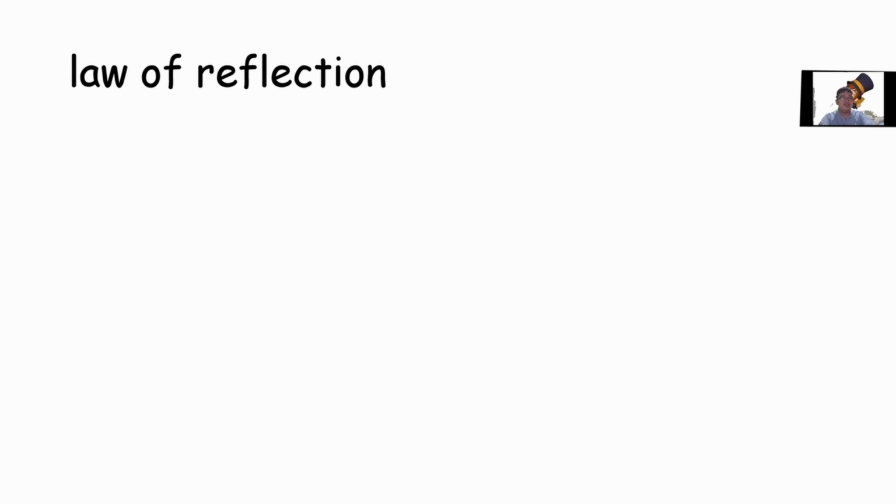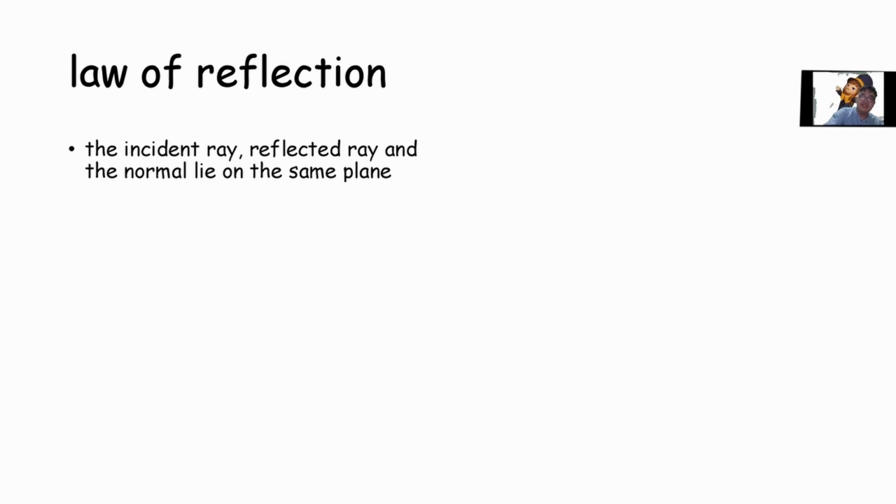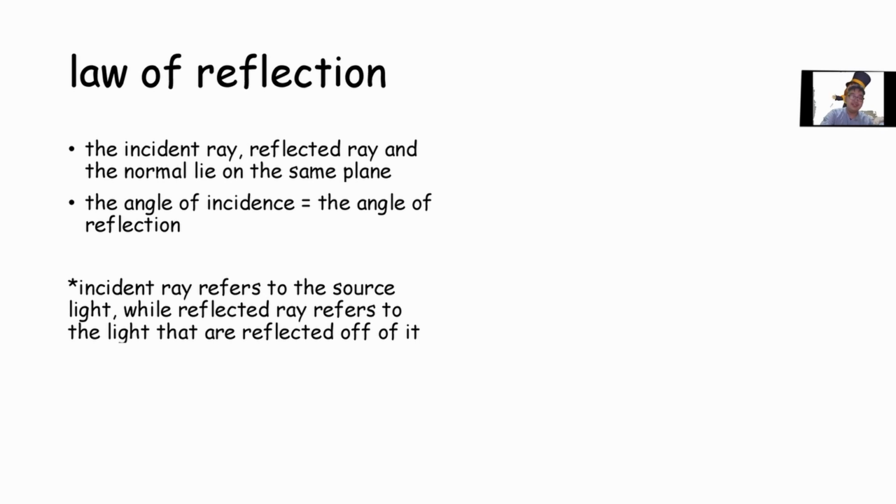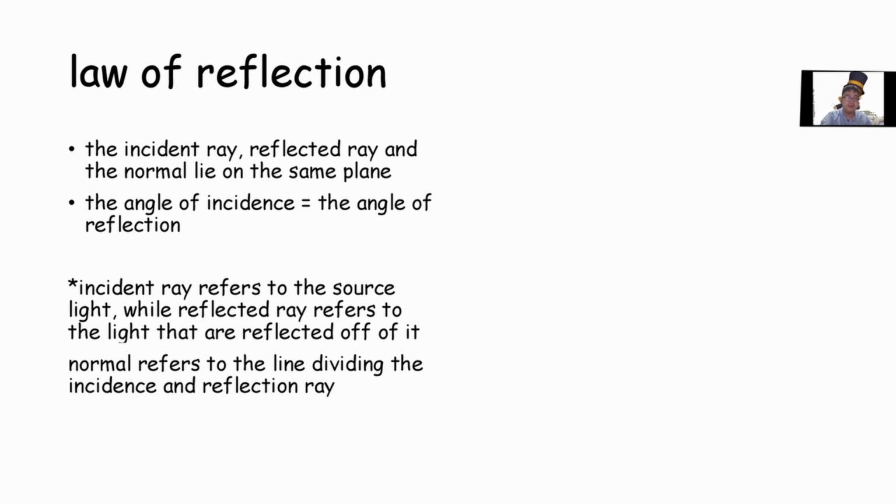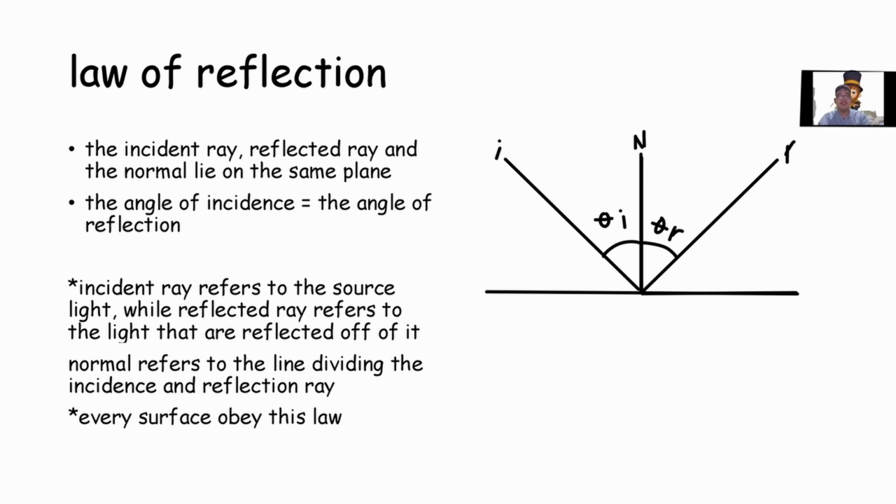The law of reflection. Why is this not before the refraction lesson? I do not understand. The incident ray, reflected ray, and the normal lie on the same plane. The angle of incidence is equal to the angle of reflection. Incident ray refers to the source light, while reflected ray refers to the light that is reflected off of it. Normal refers to the line defining the incident ray and the reflected ray. Every surface obeys this law. Here's a diagram of it.